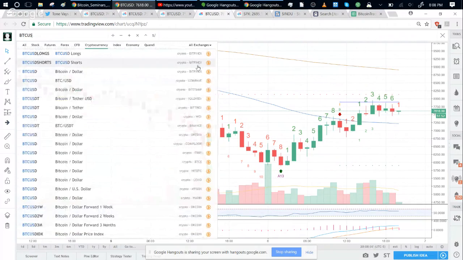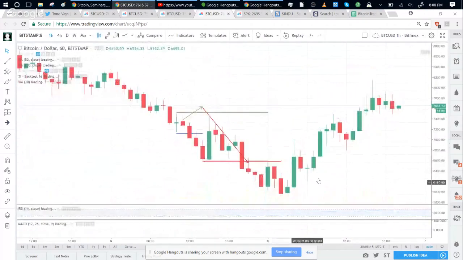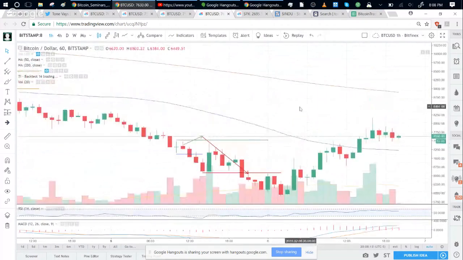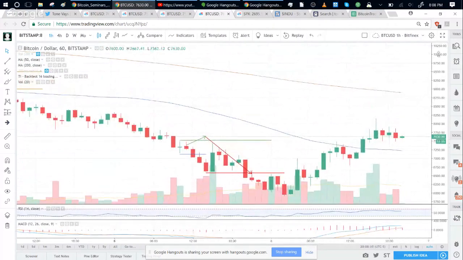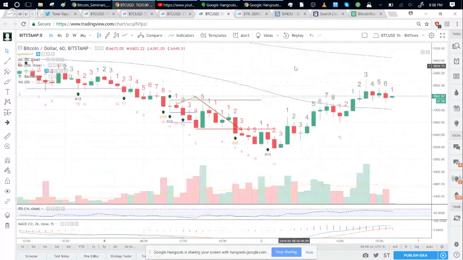Let me see Bitfinex, Bitstamp. Let me see Bitstamp. I want to see if any exchange had a 9 there. Oh, I missed it again. It was the same thing as Bitfinex. So this candle's in the way.